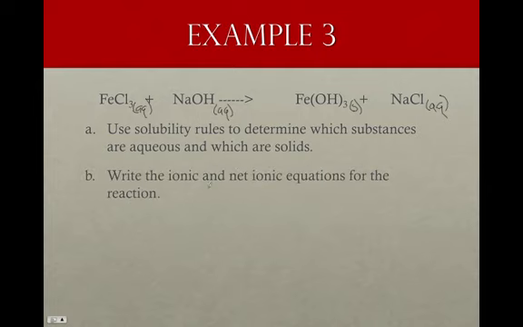And now we need to write the ionic and net ionic equations for this reaction. But before we can do that, we need to balance it, because this is an unbalanced reaction. So to balance it, we're going to need 3 sodium hydroxides and 3 sodium chlorides. Now we can write these in ionic and net ionic form.